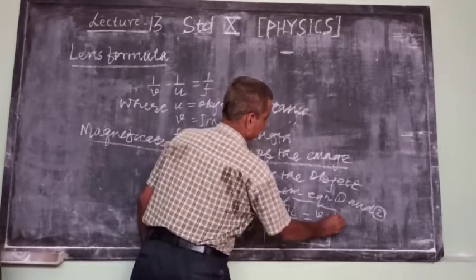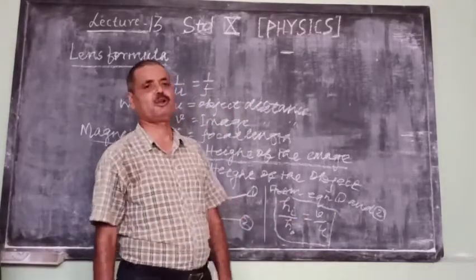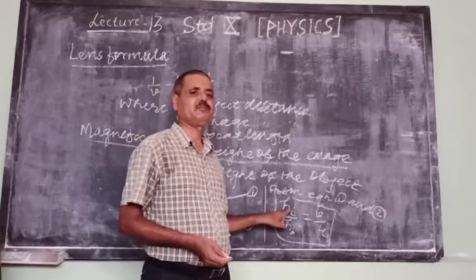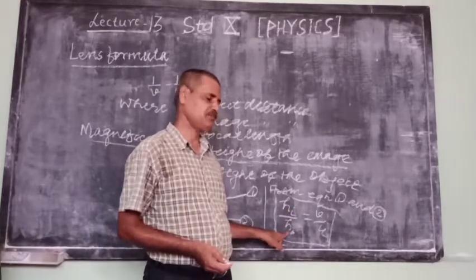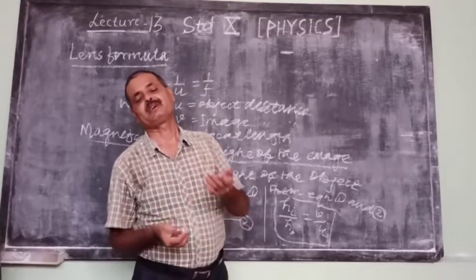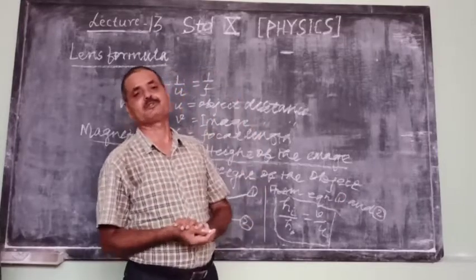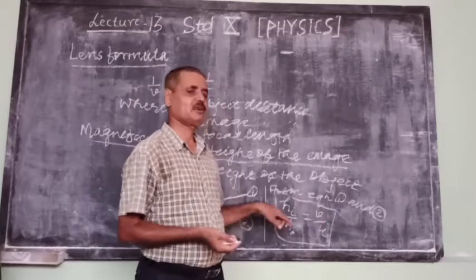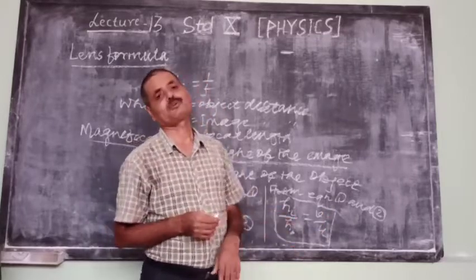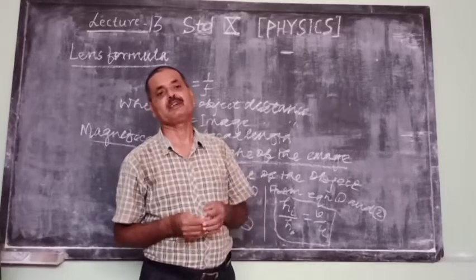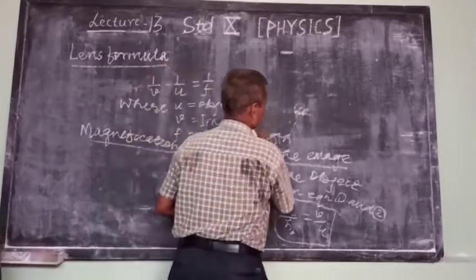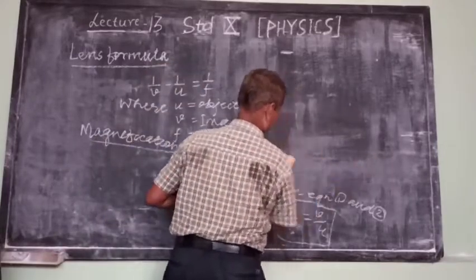We can solve the numericals through this formula also. Among these four terms, if the height of the image, the height of the object, and the distance of the image are known, then the unknown can be calculated. Among these four terms, if any three are known, then the fourth unknown term can be easily calculated. So this formula can also be written in other forms.